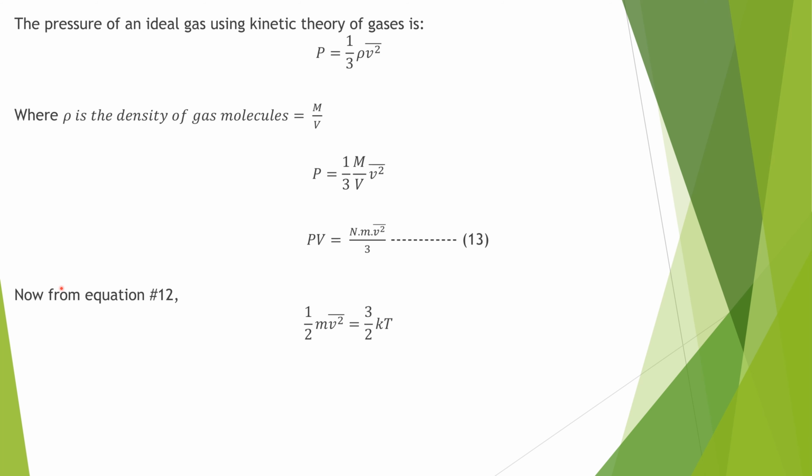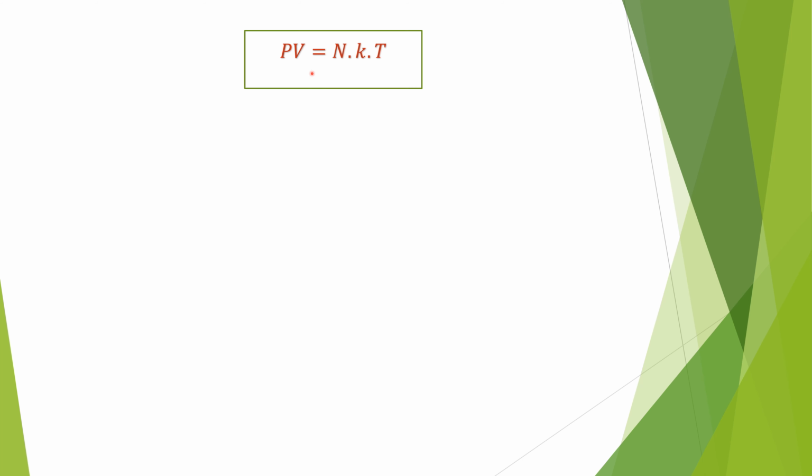Now from equation 12, we know that half mv square bar is equal to 3 upon 2 kT. I'm going to find the value of v square bar from this equation, which is v square bar is equal to, the 2 and 2 will cancel and m will go here, 3 kT upon m. So I put the value of v square bar in equation number 13. Equation 13 changes to PV is equal to N into m upon 3, and v square bar is equal to 3 kT upon m. So this m and this m will cancel, and PV is equal to N k T.